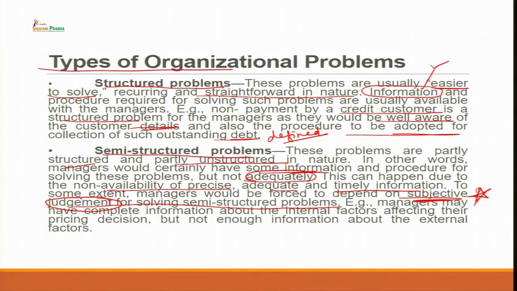In the very beginning of this session, I told you that judgment and thinking is what the manager works on. So, this is also called heuristics, the instinct, the judgment that the manager takes into consideration while solving a problem or making a decision. Example here is that the managers may have complete information about the internal factors affecting their pricing decisions, but not enough information about the external factors that will affect their pricing decisions. So, they have some information and partly unclear information about the outside. For the unclear information, the manager has to go with his judgment.